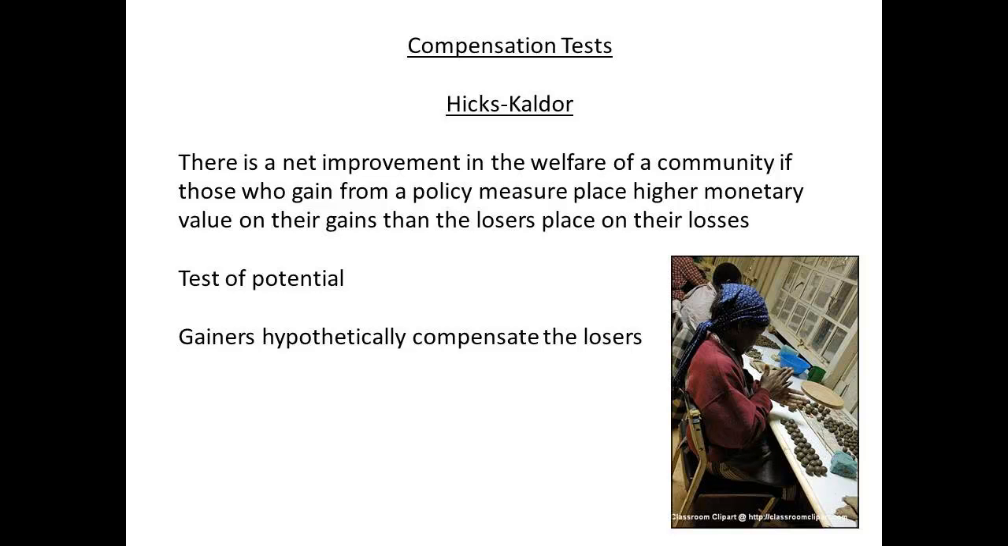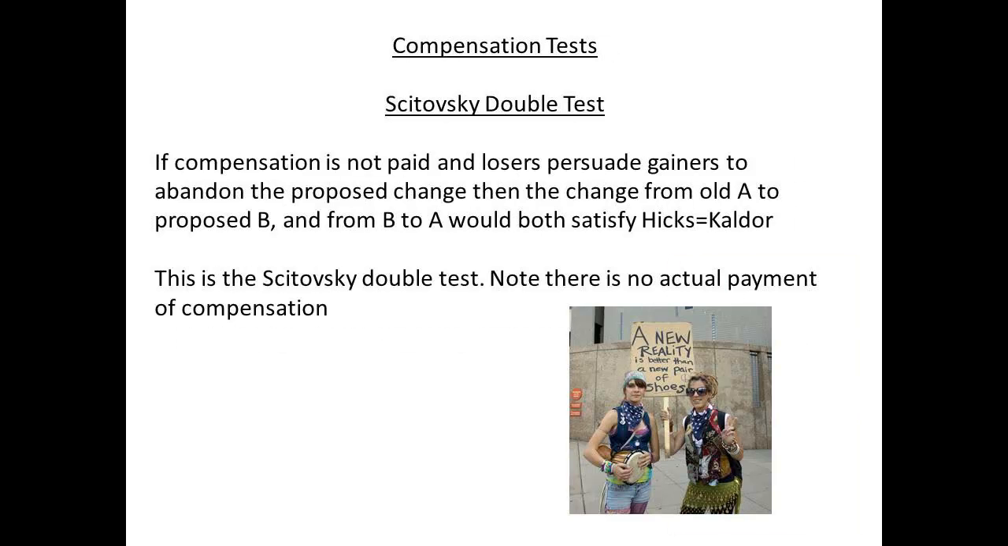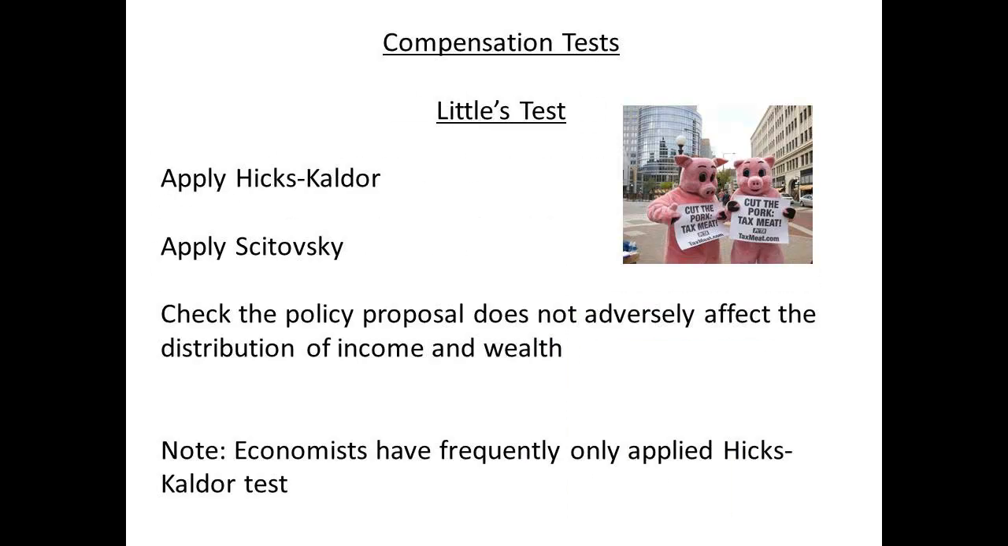The rich can get richer and the poor poorer, but if the rich consider their gains highly enough, the test could be satisfied. The Scitovsky double test says that if no compensation is paid, but the losers persuade the potential winners not to go ahead, this will also satisfy Hicks-Kaldor. We should note that no compensation is actually paid. Little further suggested that even if the first 2 are satisfied, there still needs to be a check that the overall distribution of income and wealth is not adversely affected.